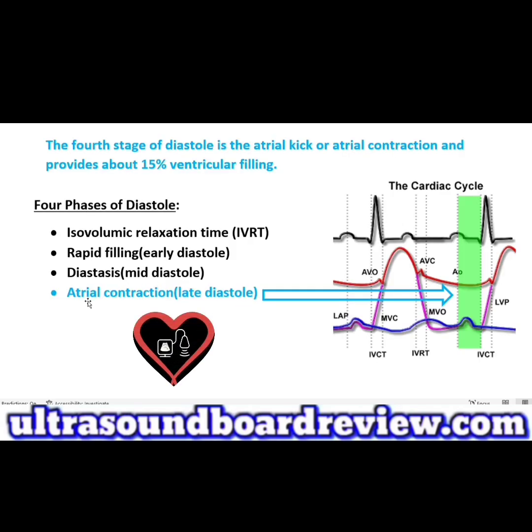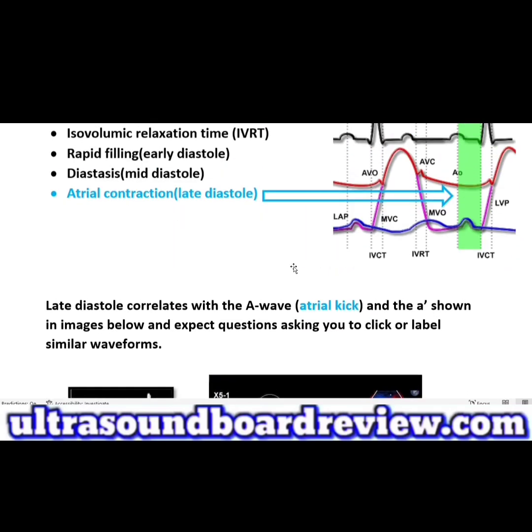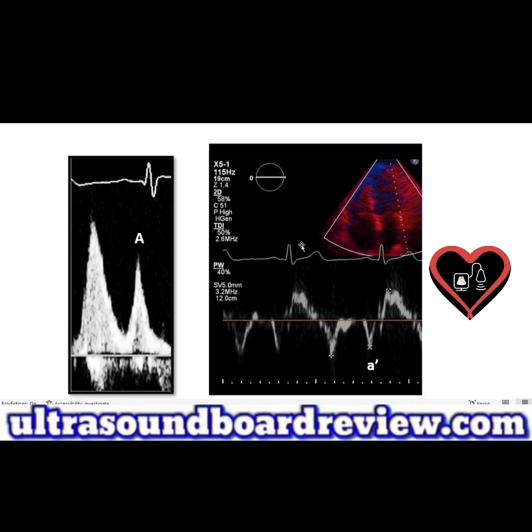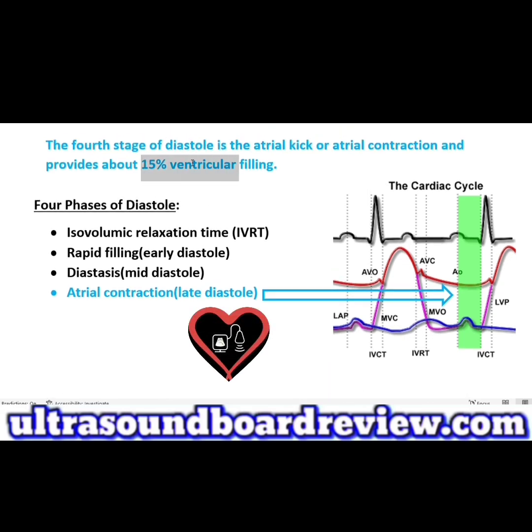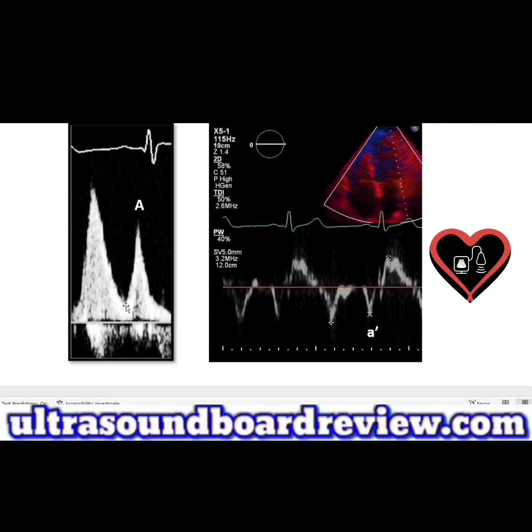The fourth and final stage is your atrial contraction, late diastole. This is where you're going to get the last little bit of your diastolic filling, which counts for 15% of ventricular filling. Your atrial contraction, late diastole, correlates with your A wave if you were evaluating the mitral valve leaflets with pulse wave, and your A prime if you're using TDI. These occur at the same time.